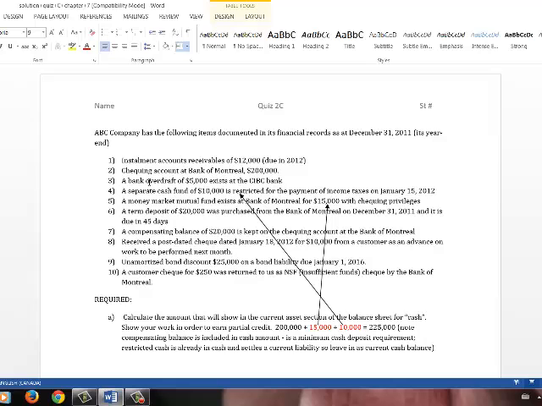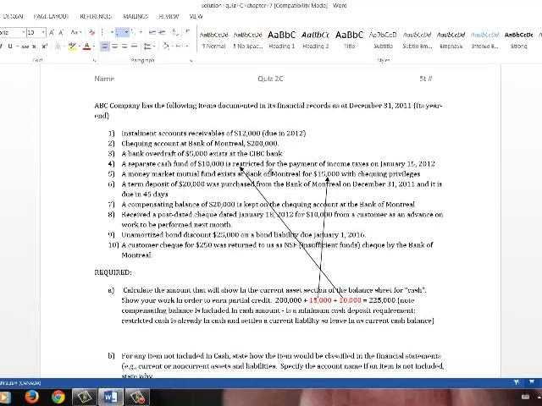And again, a bank overdraft, if it's at a different bank from your checking account, is a current liability because it's something that you have to pay back to the bank immediately. They don't allow it to stay in an overdraft position for an ongoing period of time.